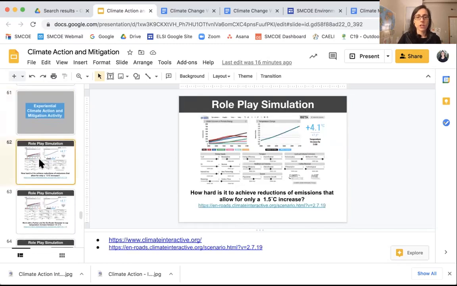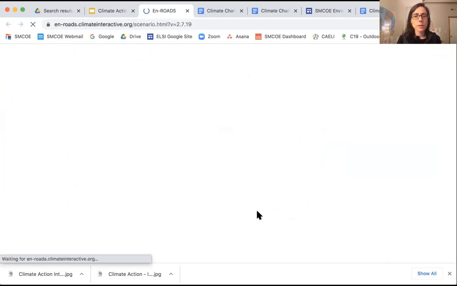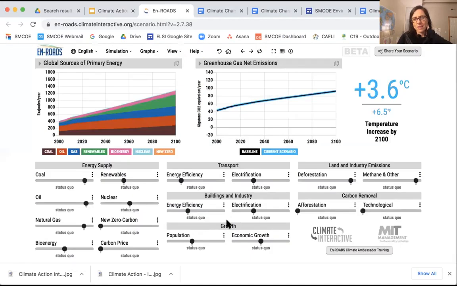a role play simulation. So there's a tool that's been developed by, I believe it's by MIT. It's called En-ROADS. And this tool is, MIT Sloan Sustainability Initiative. So the basics of this tool is it gives students a chance to be those global politicians who show up to a climate conference and try to figure out how to keep our global temperature below 1.5 degrees Celsius.